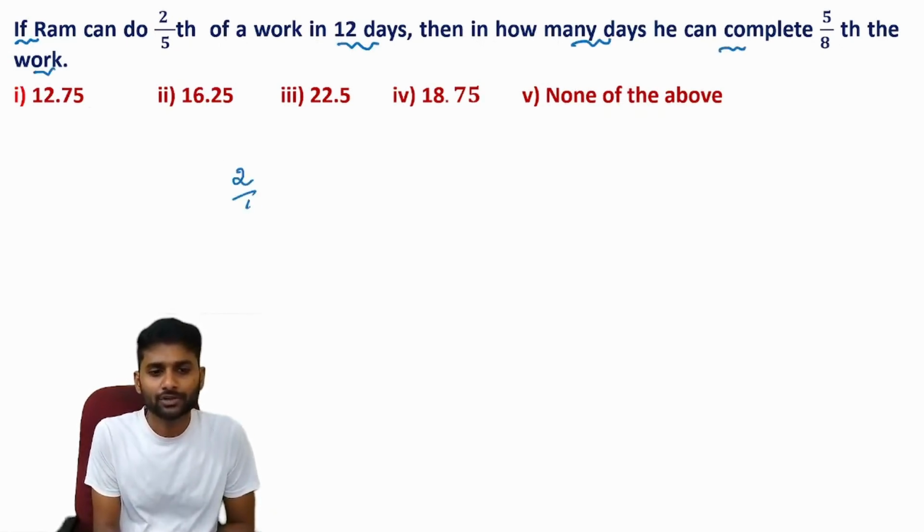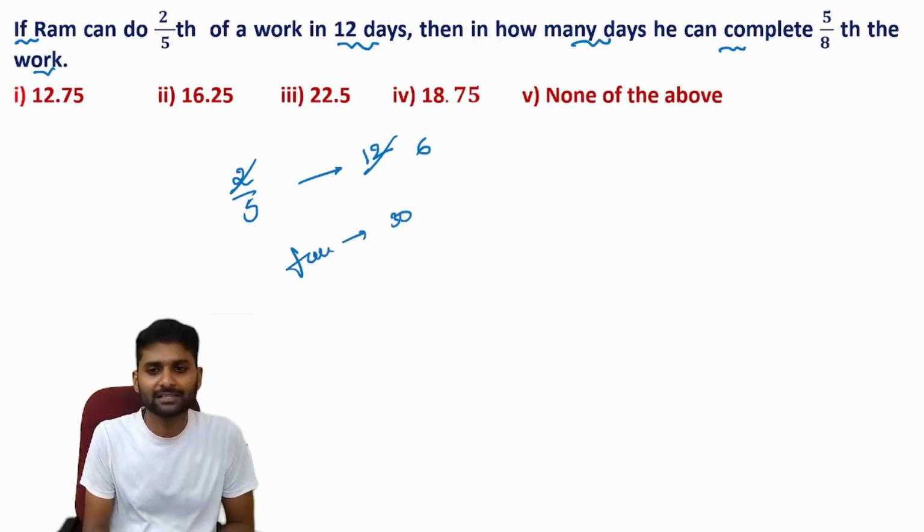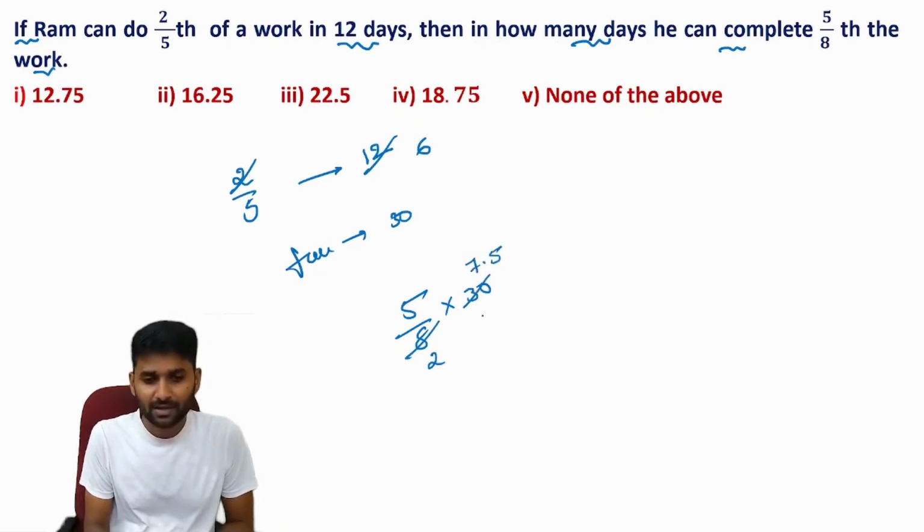Now see, 2/5 of the work they will complete in 12 days. So it is exactly 6 times. Then the full work is completed exactly in 30 days. Here the question: 5/8th of the work is completed in how many days? Now see, 2 times 4. This is exactly 7.5 times. Again, see, 7.5 means 75 is multiplied by 5 into 20.